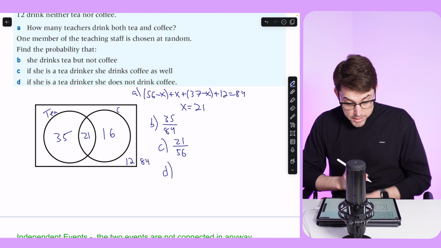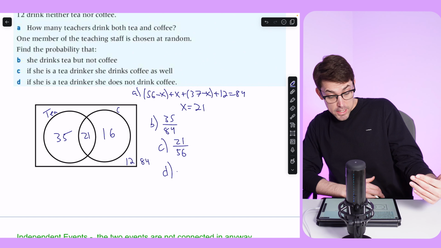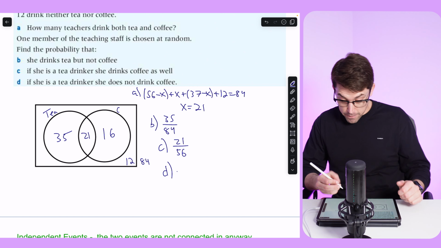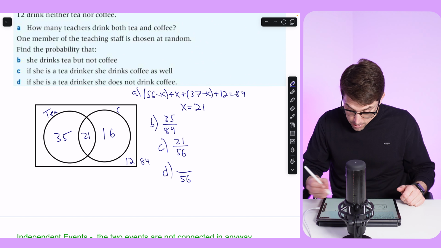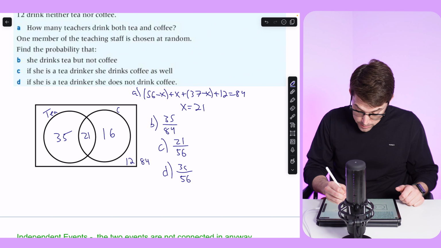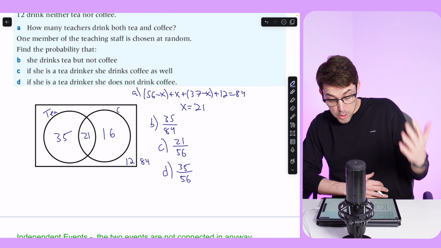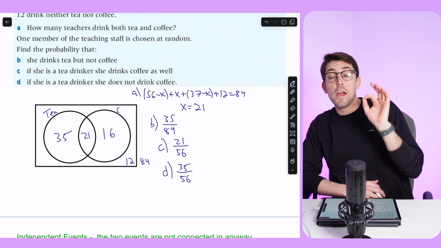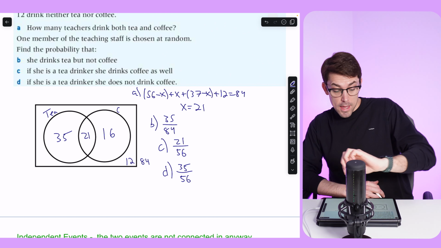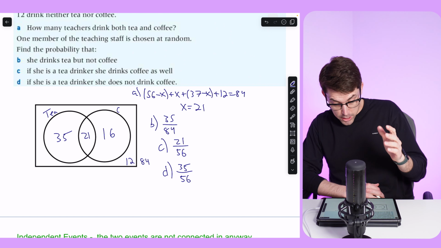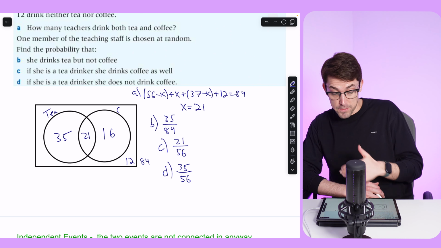Now if I move on to D, I'm saying that given that she is a tea drinker, she does not drink coffee. Again, I'm going to have the same denominator, but my numerator is going to be 35. So I'm looking for 35 people that drink tea and only tea, given my total population that drink tea, which is 56. So that's how we can use conditional probability in terms of finding the probability, and also how it looks in a Venn diagram. I hope that helped, and I'll see you all in the next video.